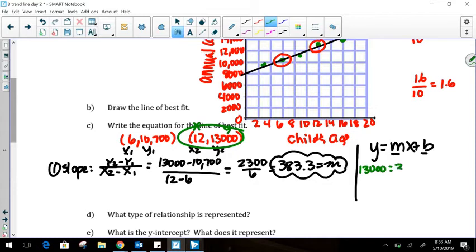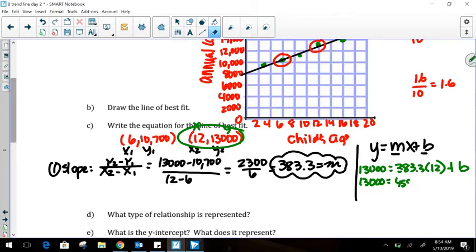So my slope is 383.3. My x is 12. I just picked that point. B is what I'm solving for. Okay, so let's multiply that. 383.3 times 12. Okay, so 13,000 is equal to 4,599.6. Sorry. There we go, plus B.